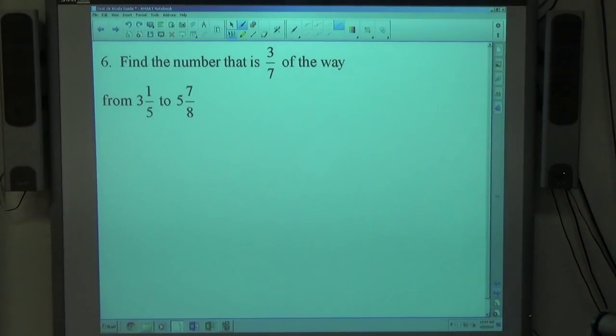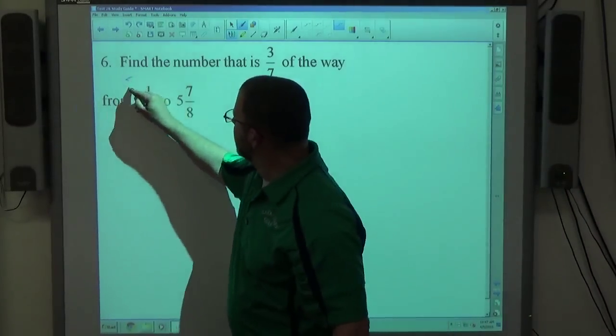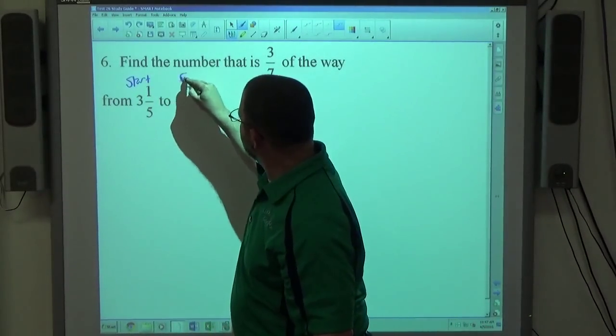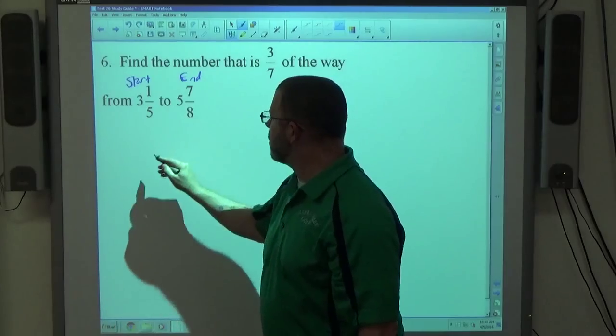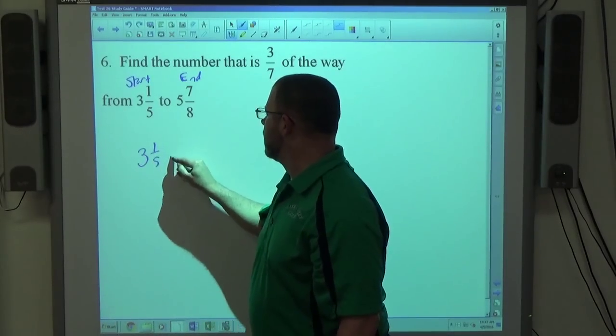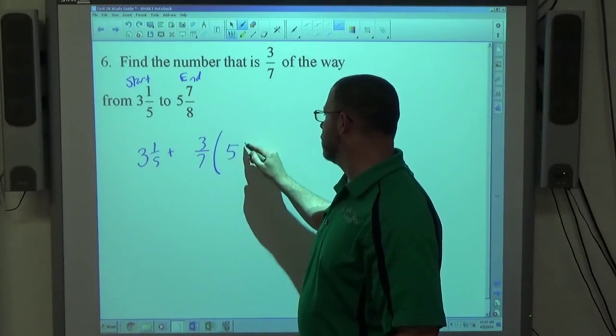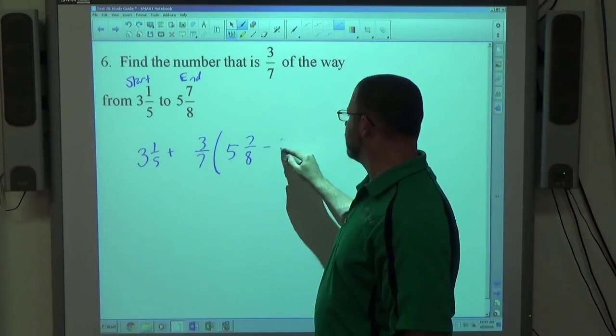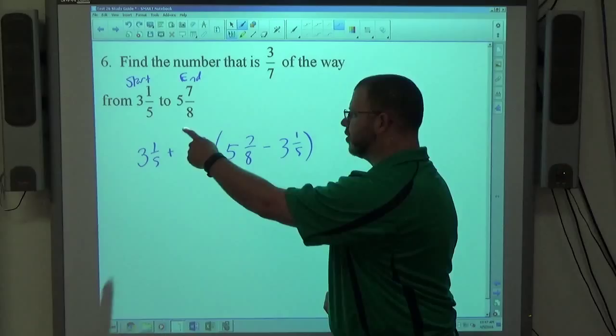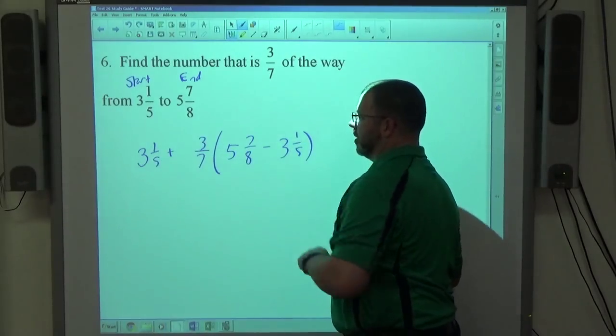Number 6, find the number that's 3/7 away from 3 1/5 to 5 7/8. So we're starting here, and we're ending here. So to find the number, we're going to do 3 1/5 plus the fractional distance of the distance between those two, which is the ending value minus the starting value. Start plus fraction, end minus start.